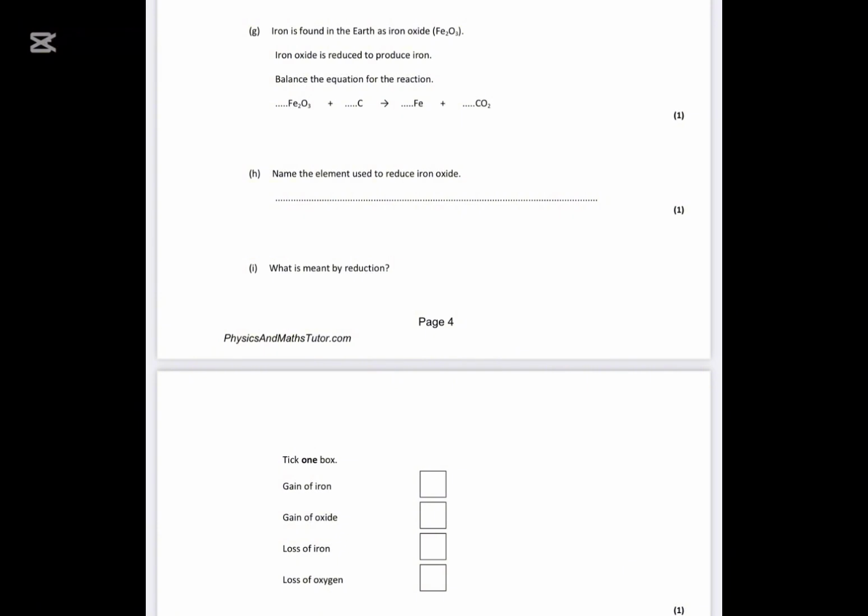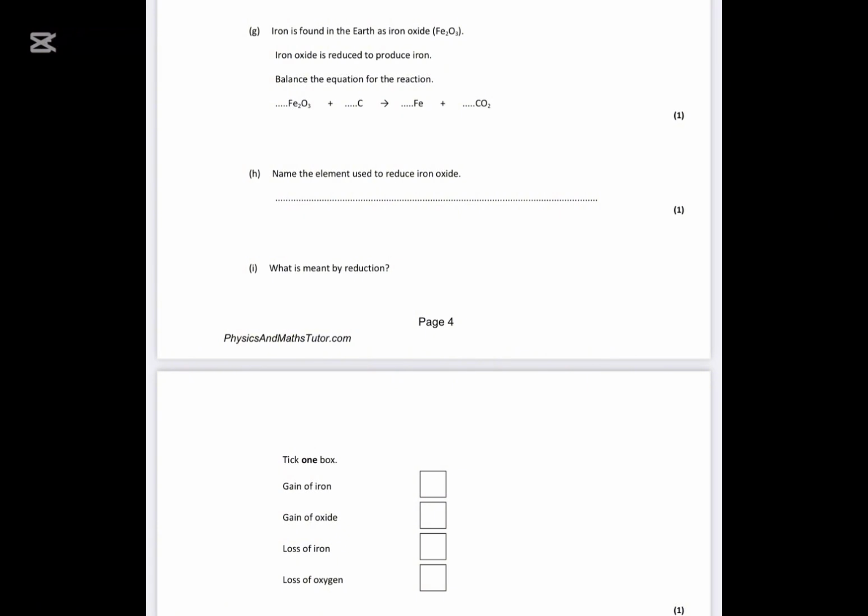As for the next question, they said name the element used to reduce iron oxide. Way too easy. This is from extraction anyway. It's carbon, since they said name the element, not compound. And as for the last question there, they said what is meant by reduction. Just know that reduction is simply the gain of electrons, and the opposite of reduction is oxidation, which is the loss of electrons. Okay, we are done with this question, so let's go to the next question.